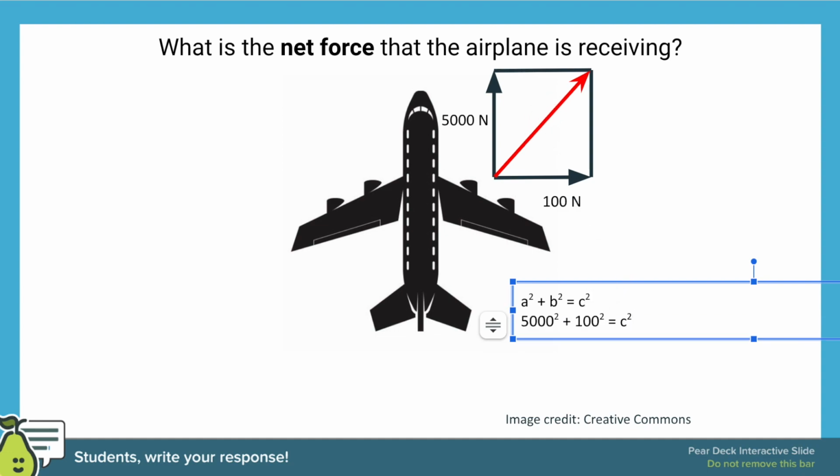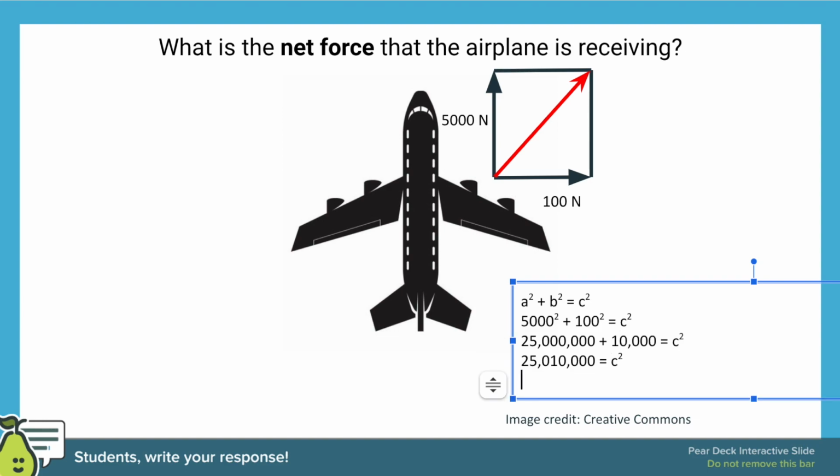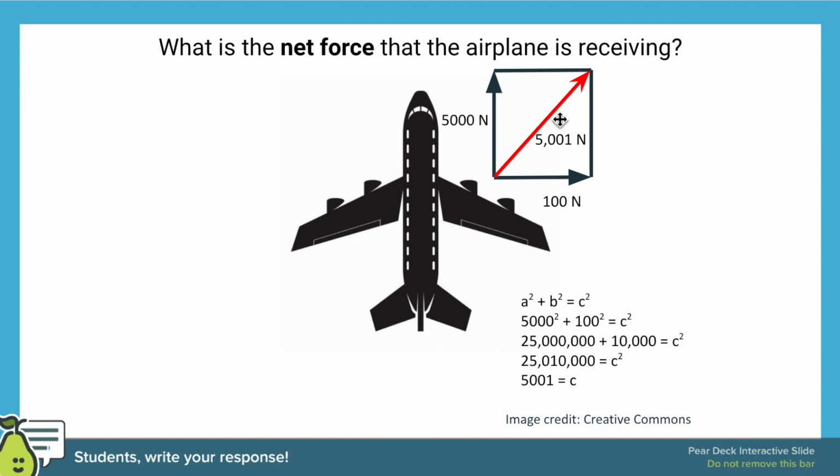So 5,000 squared plus 100 squared is c squared. 5,000 squared is 25 and 6 zeros. 100 squared is 1 and 4 zeros. And I'm going to jump on over to my calculator to find what the square root of 25,010,000 is. And if I round, I get an answer of 5,001. So that means my resultant vector is 5,001 newtons in that direction.